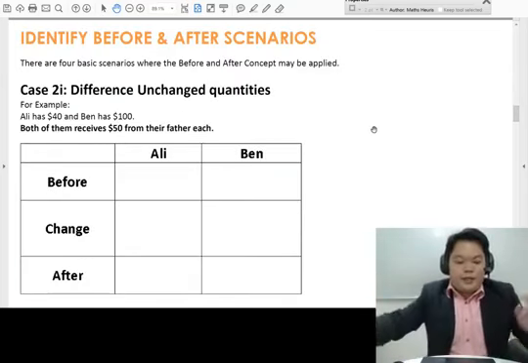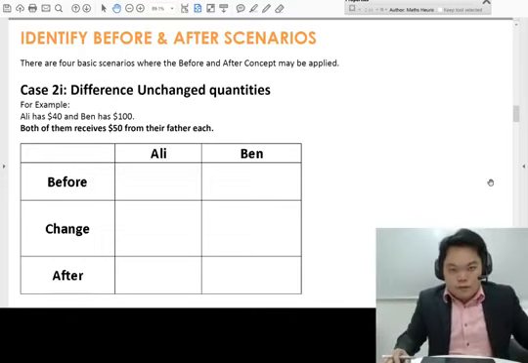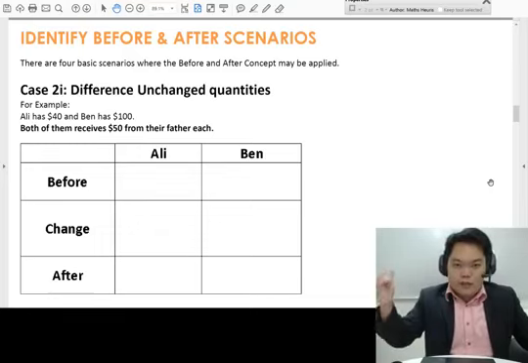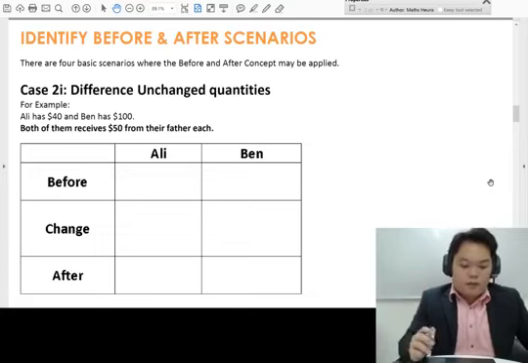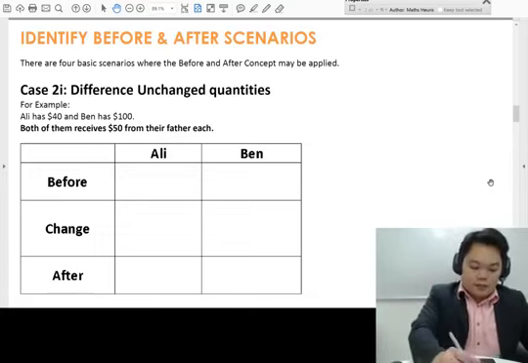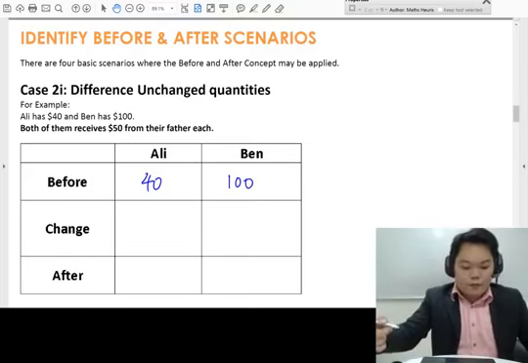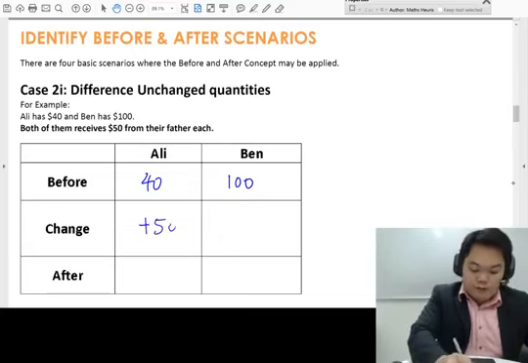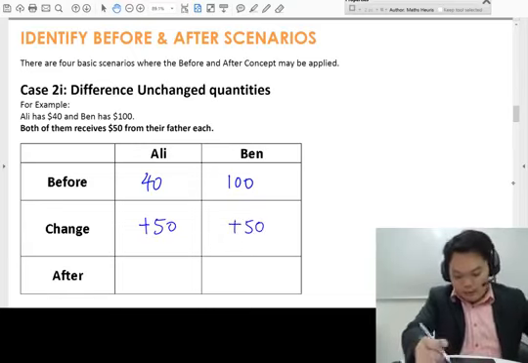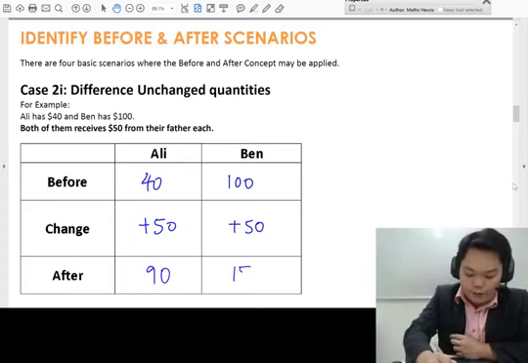Now, how do we identify difference unchanged quantities? So there are 4 basic scenarios. Last week I covered single unchanged quantities. Today I'll be covering difference unchanged. For example, let's say that Ali has $40 and Ben has $100. And if both of them receive $50 from their father each, then Ali will have $90, Ben will have $150.